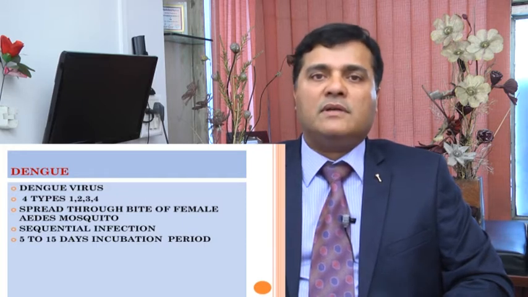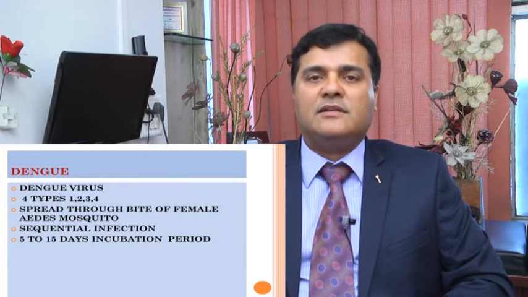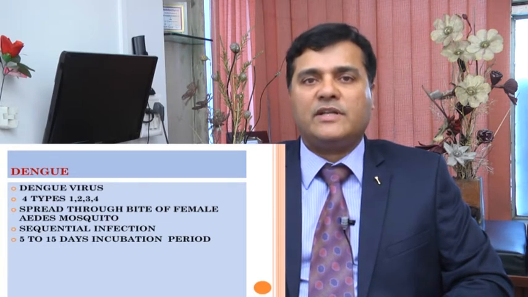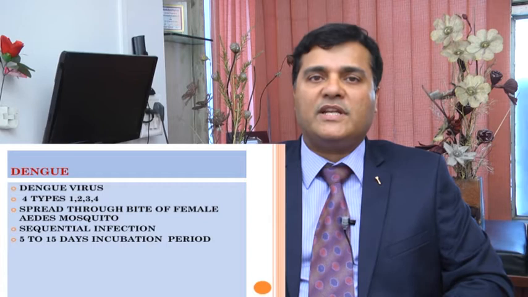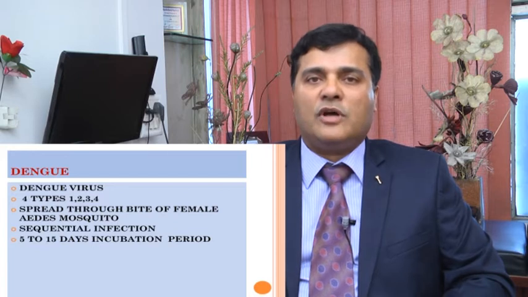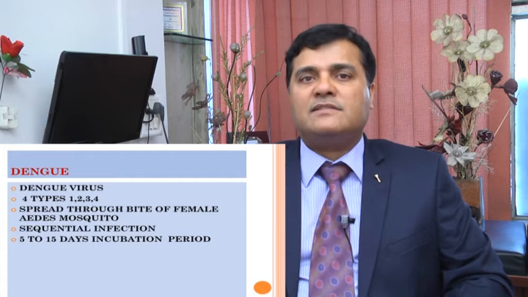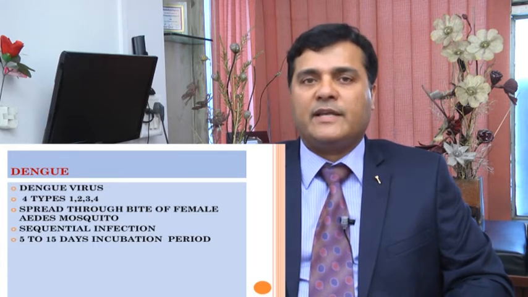And now, with the onset of monsoon and during the winter months, when there is a lot of breeding of mosquitoes, the incidence of both dengue and malaria keeps on increasing, causing a lot of morbidity and mortality, loss of work, and a lot of loss of income in our society. So let us discuss a few salient points about dengue.